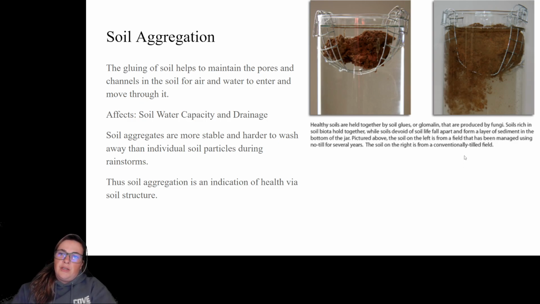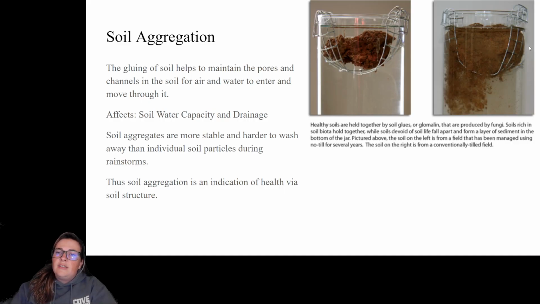So here is just a picture to show you. On the left, we have an aggregate of soil submerged in water, and as you can see, it's holding its shape. It's not going anywhere. It's glued together through glomalin or other products and staying in shape.